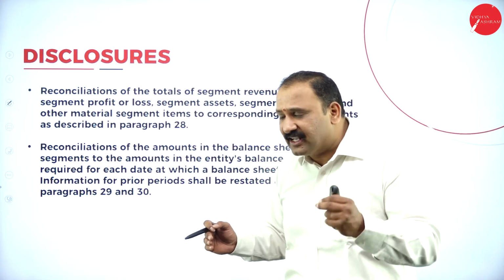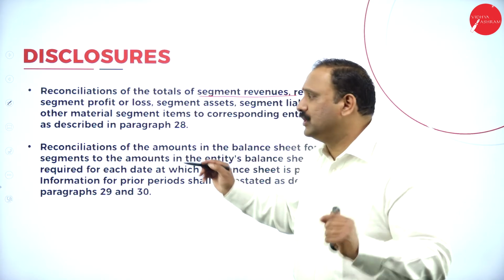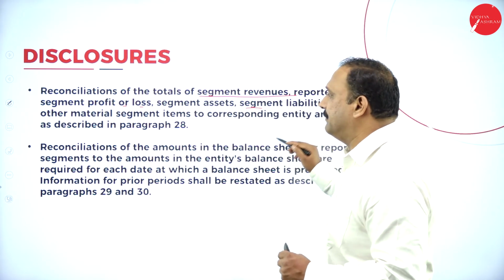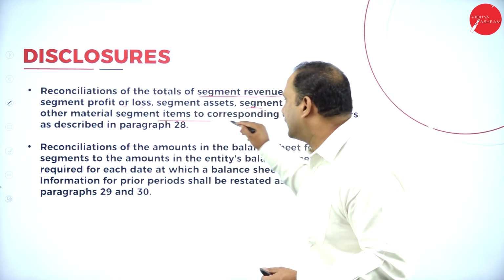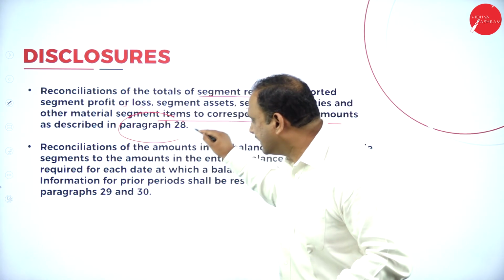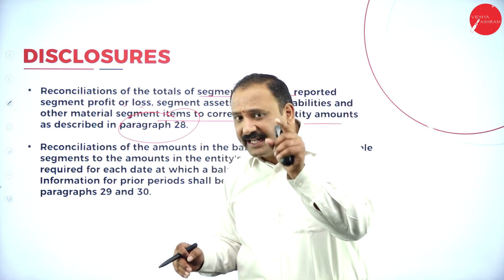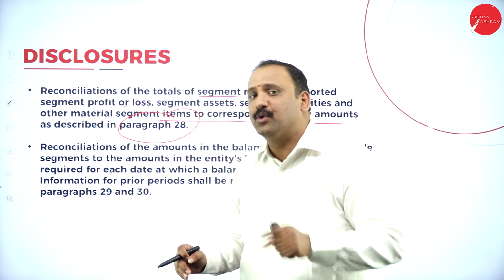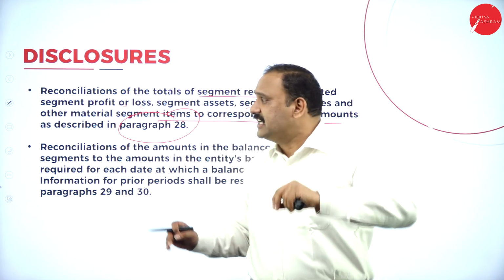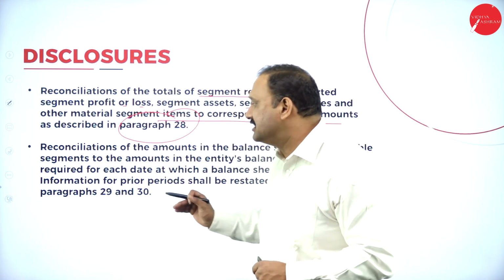Followed by the reconciliations of the total segment revenues reported with segment profit or loss, segment assets, segment liabilities, and other material segment items in the corresponding format as described in paragraph 28. Why I'm giving you these paragraphs is that this is reported exactly as per the Indian Accounting Standards. So what is mentioned in those paragraphs is what the company has to follow when they go into their disclosure patterns.